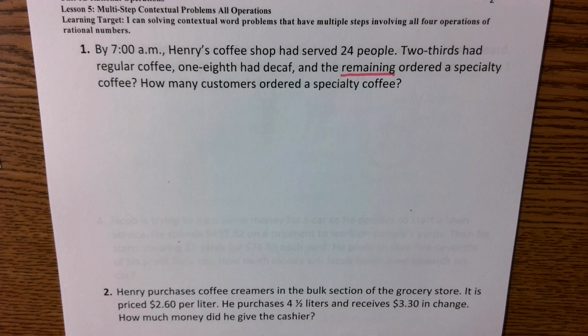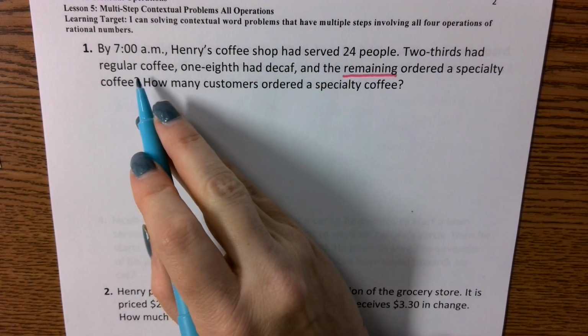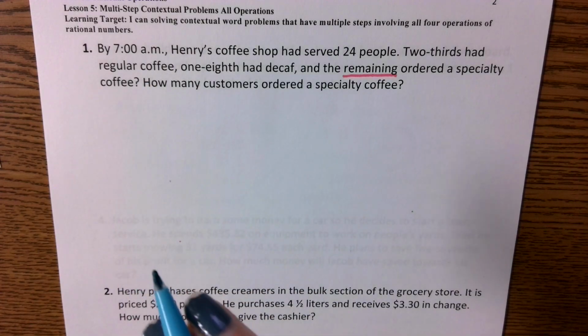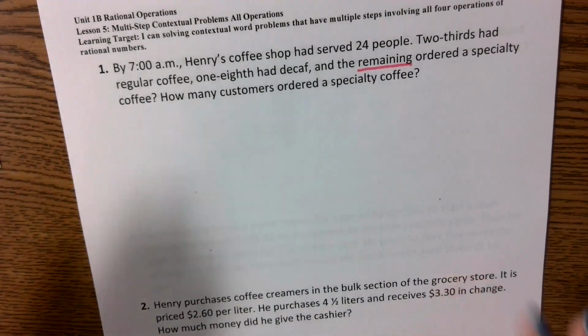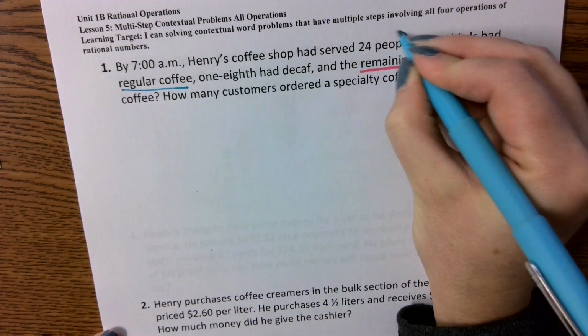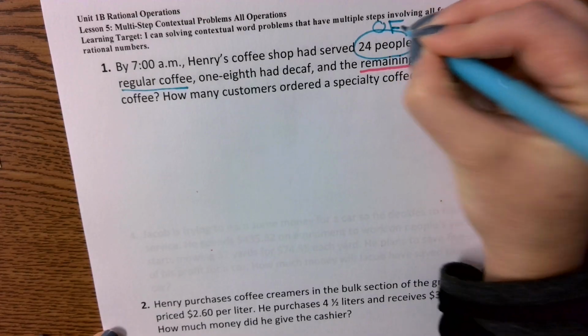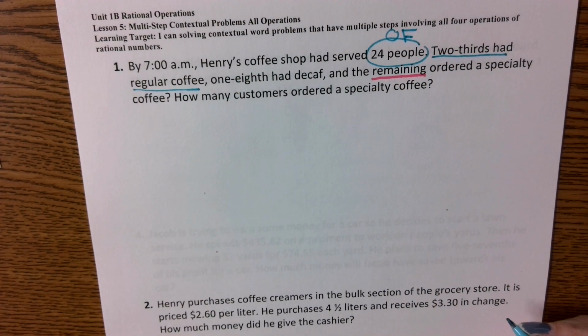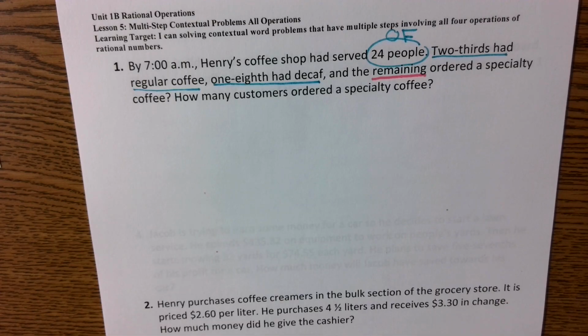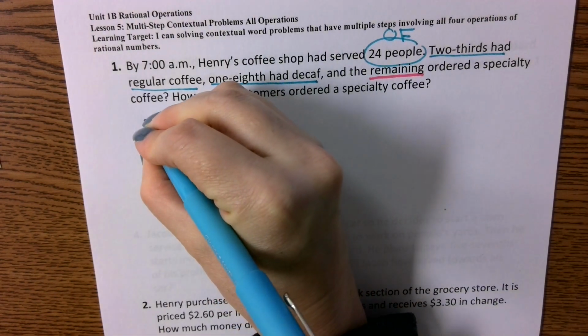But now, if I say it's 2/3 of these people that had regular coffee, what did we say a fraction of meant? What operation was fraction of? CJ? Multiplication. So for here, we're going to take 2/3 that had regular coffee. 2/3 of that 24. So we're going to do some multiplication for here. We're also going to do some multiplication with the 1/8. So we have 2 steps of multiplication and then 1 step that's going to have a subtract. So let's do our multiplication first.